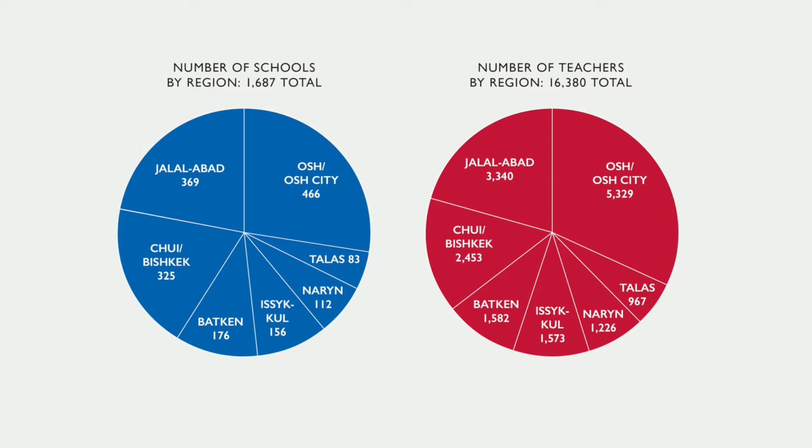And another rule is the order of the slices. Donna Wong writes that the biggest slice, in this case Osh City, should start on the top right, like a clock. But the second biggest slice doesn't go after that. It actually goes on the top left and then counterclockwise in descending order. So Jalalabad, then Chui, Bishkek, then Batken, and so on. They're getting smaller and smaller and smaller. This is to avoid the smallest little slice sitting on the top left, which is a very prominent position.